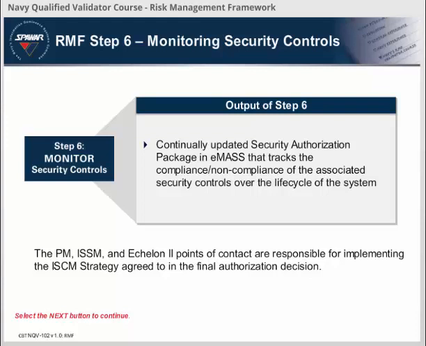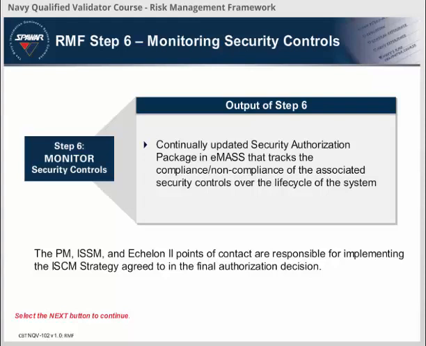In Step 6, the process enters the continuous monitoring phase, where the security controls are monitored and maintained for the life of the system, reauthorizing as required for system updates or reauthorization periodicity. Also, testing a subset of the security controls employed within and inherited by the Information Systems, IS or PIT, is required. The output of Step 6 is a continually updated security authorization package in EMAS that tracks the compliance and non-compliance of the associated security controls over the life cycle of the system.